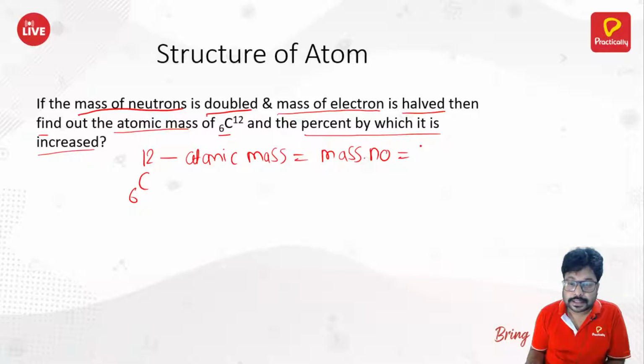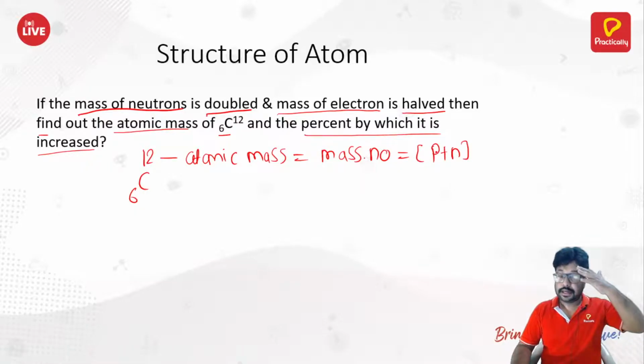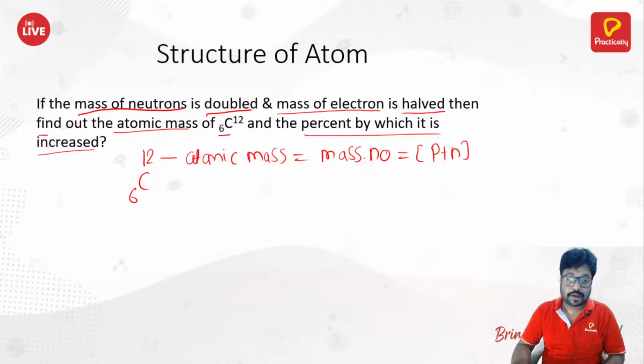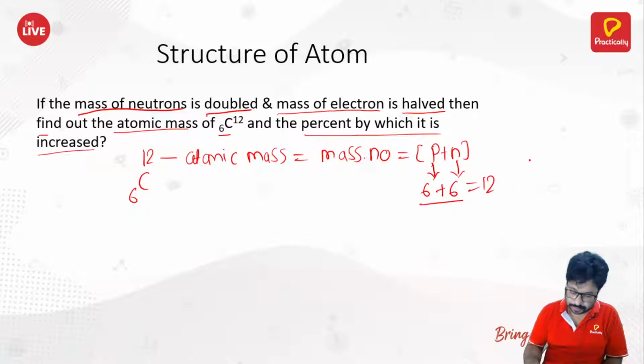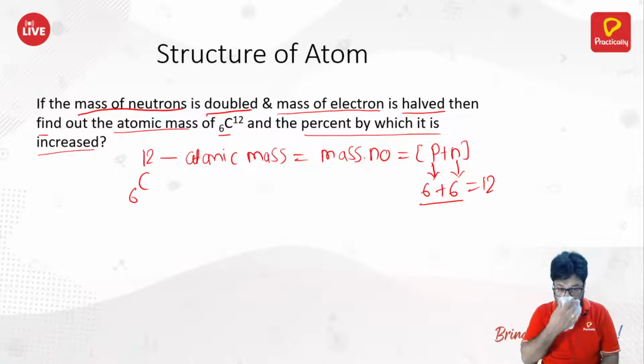And what is meant by mass number? Number of protons plus number of neutrons, right? Now you can see the atomic number is 6. So number of protons are 6 and number of neutrons are also 6. 6 plus 6 is 12, right? That is already given right in front of you.